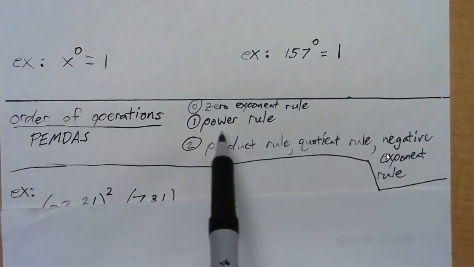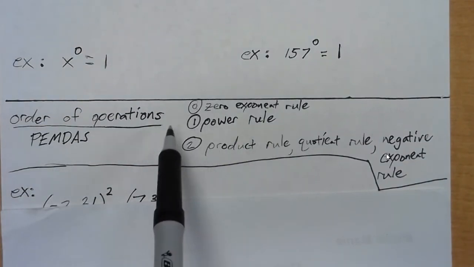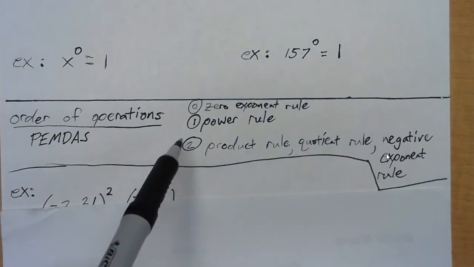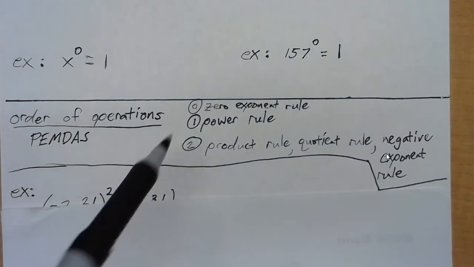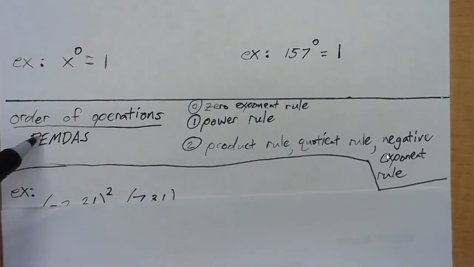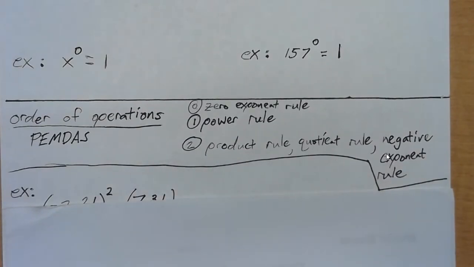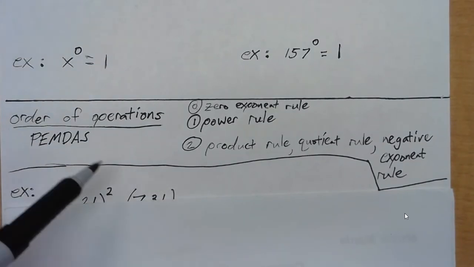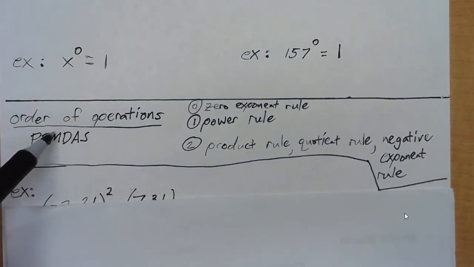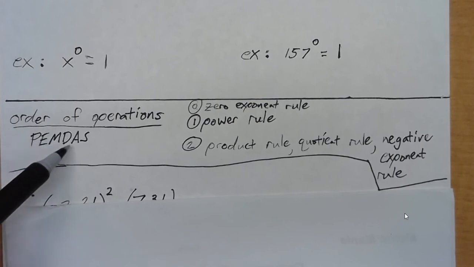Next, you should be looking for any exponents raised to exponents. You should use the power rule next, because the power rule is like an exponent raised to an exponent, that is the E in PEMDAS. Lastly, all 3 of these are of equal importance. They're like the multiplying and dividing of PEMDAS.